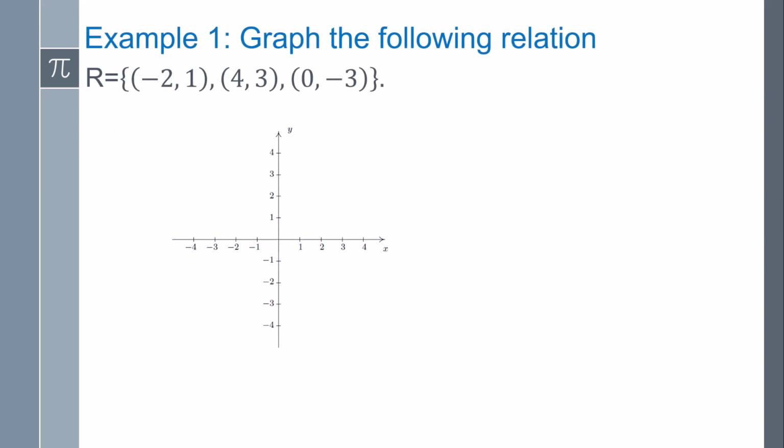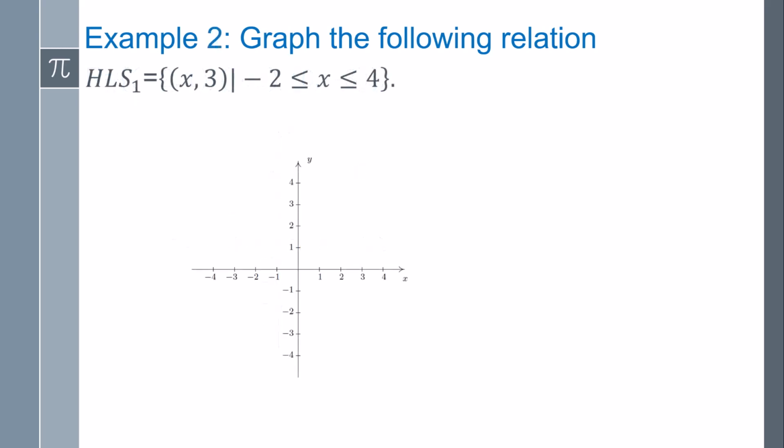It says graph the following relation. So this is going to be the roster method. I am listing 3 different points, and I'm saying that those 3 points are in their own set, and that's my relation. And so you go through and you graph them. There's (-2, 1). There's (4, 3). And there's (0, -3). That's it. We graphed the relation. Now sometimes, in this next example here, it's a little bit more abstract.